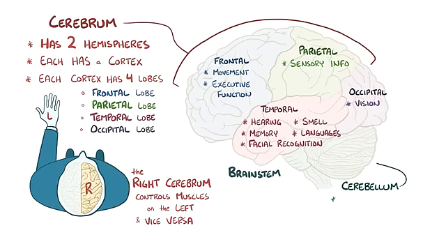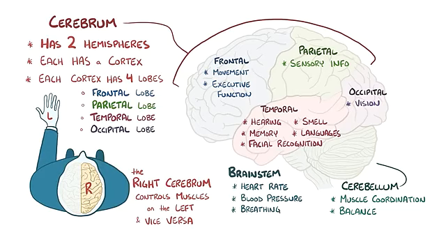The cerebellum helps with muscle coordination and balance. And finally, there's the brainstem, which plays a vital role in functions like heart rate, blood pressure, breathing, gastrointestinal function, and consciousness.